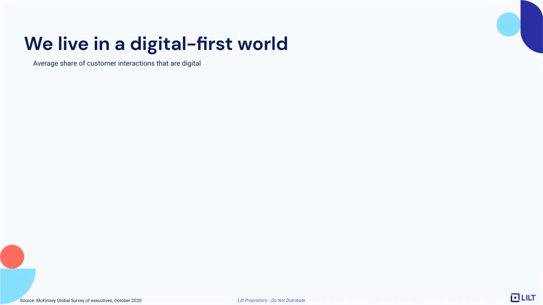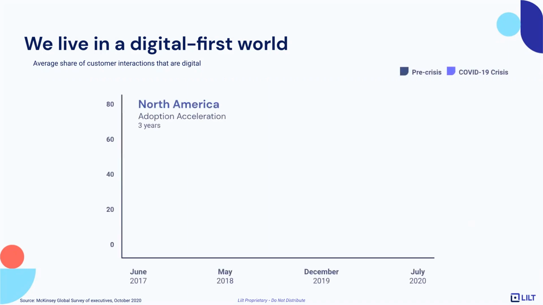But we're living in a digital first world, and what used to be a primarily in-person, brick and mortar way of interacting with companies has changed a lot. And this graph shows the average share of customer interactions that are digital. So it's the way that buyers and sellers communicate and engage. It's the way that consumers engage with companies and brands.